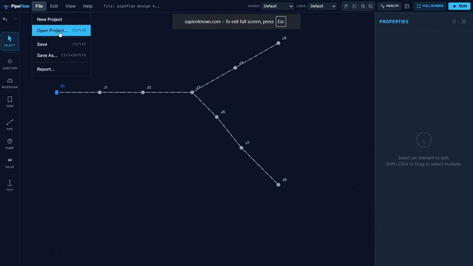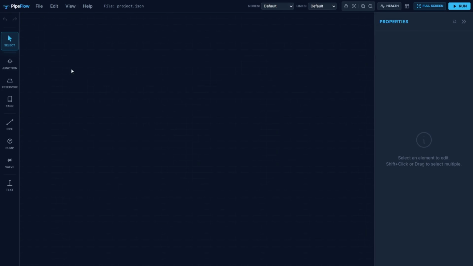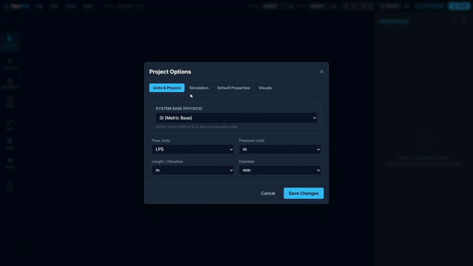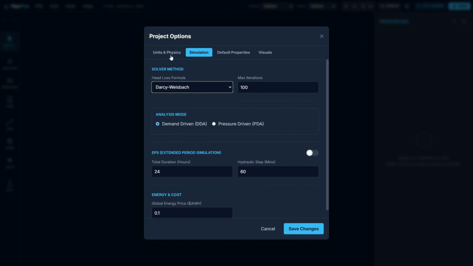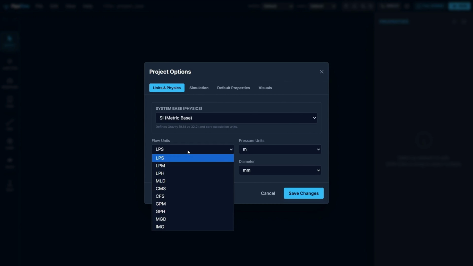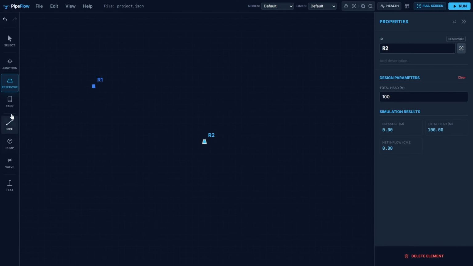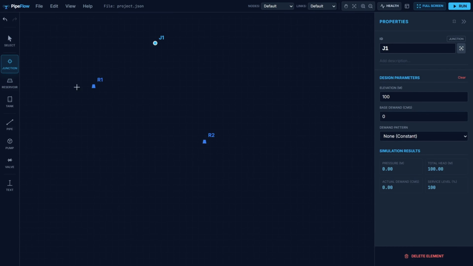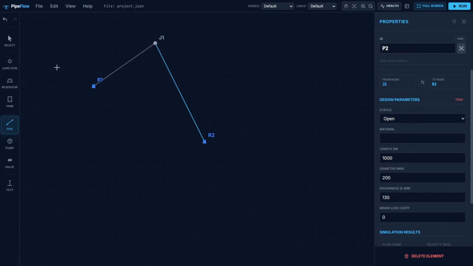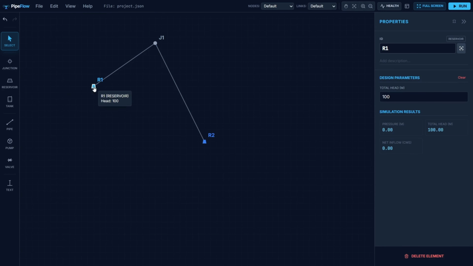First we will have to create a new project. First we will set units. We will be using the Darcy-Weisbach formula, and the flow units are CMS, or cubic meters per second. Okay, the unit is selected. Now we will just have to put two reservoirs, a junction which is the top point, and connect them with pipes. So it is connected. Now we will have to put in the values.